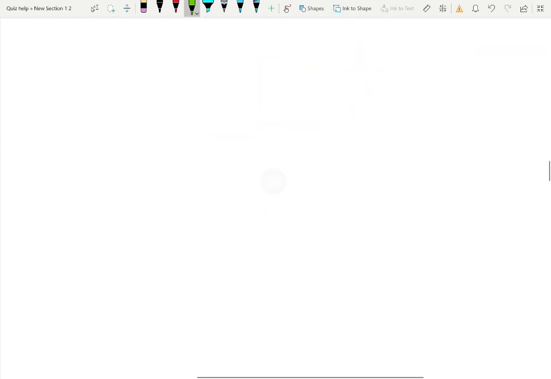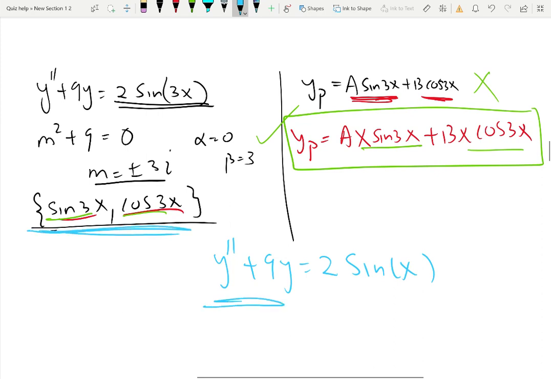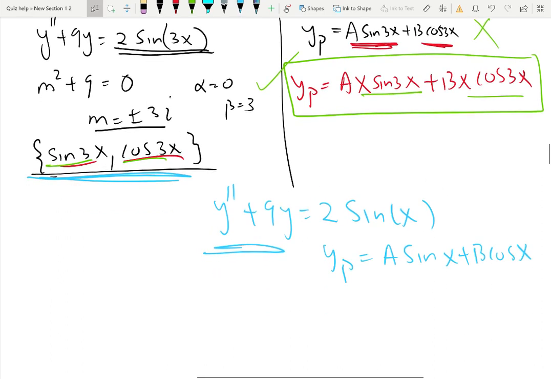All right, the final example. Before I do a final example, let's say an important thing. Let's say we had y double prime plus 9y is equal to 2 sine x. Then the fundamental set of solutions is going to be the same because this didn't change. But our initial guess for yp is going to be a sin x plus b cosine x. Now what do you think? Do we have an overlap? Now we don't. Sin x and sin 3x, two different things. If you need an overlap, you need sin 3x here.